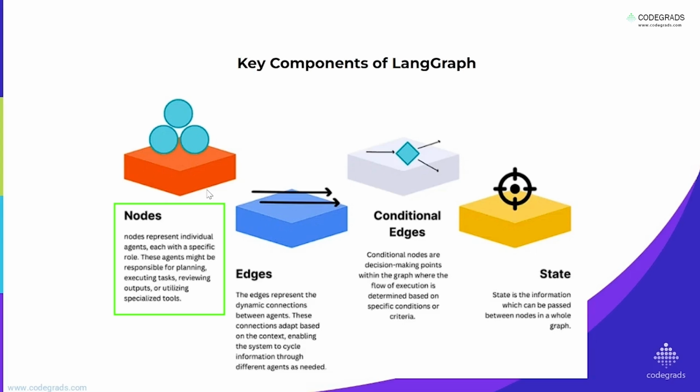When we want to connect different nodes, we can have multiple agents here. If multiple agents are involved, we have multiple nodes. And if you want to connect these nodes, then when there is a connection between two nodes, we have edges. The edges represent the dynamic connections between the agents.